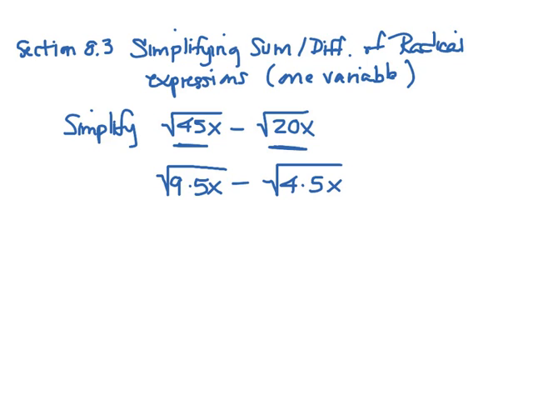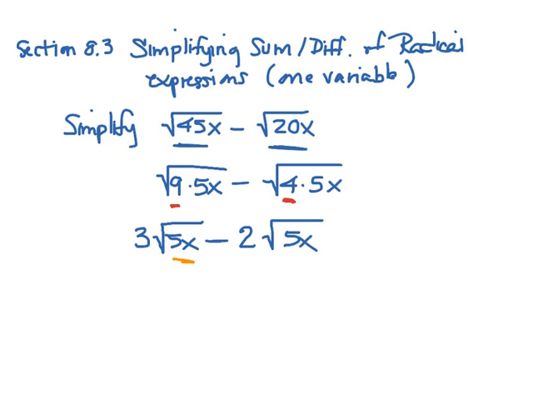So now we look, and we have our perfect squares. 9 comes out. Take the square root of 9, which gives us a 3, and we still have a 5 and an x left on the inside. For our second term, we've got a 4, which is a perfect square, so that comes out as a minus, because our original problem was a minus. We have minus 2 times the square root of 5x.